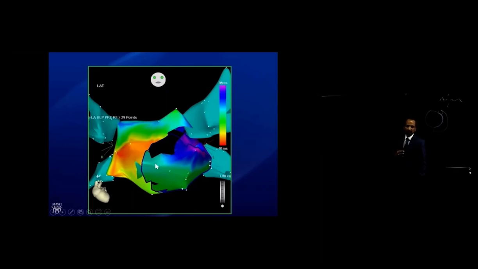Why is it that entrainment mapping can be confusing? It will look to you like there are just too many things in the circuit. You do the cavotricuspid isthmus, it looks like it's in a circuit. You look at the CS, it looks like it's in a circuit. You do the roof, it looks like a circuit. The septum looks like it's in a circuit. These are truly very large circuits, and they could even involve right atrium and left atrial myocardium.